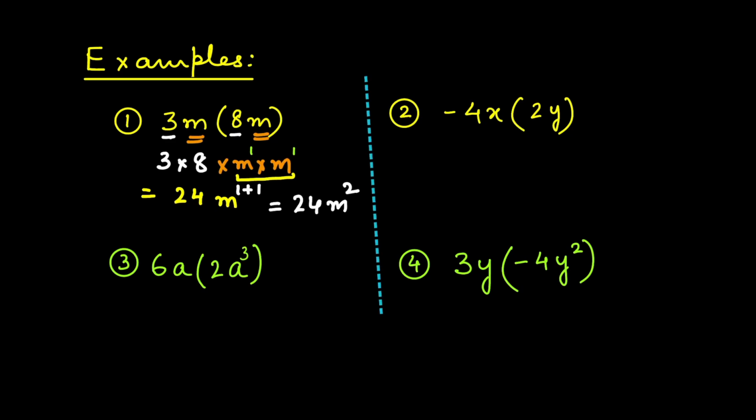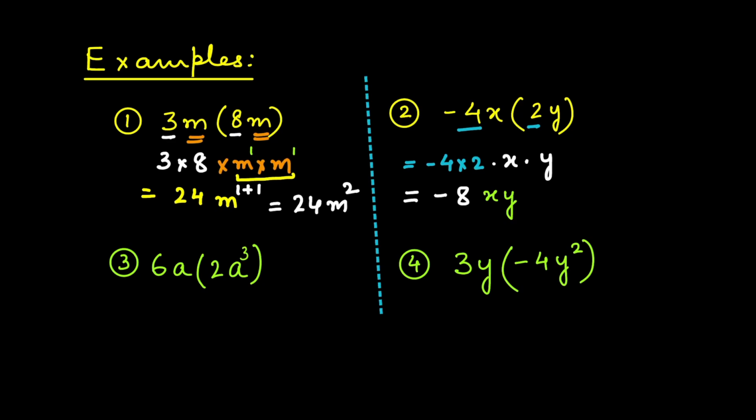Now example 2. Here we have a monomial minus 4x multiplied with 2y. So in this, the number gets multiplied to the number. So we get minus 4 times 2 and the variable x gets multiplied to the variable y. So we have here minus 4 times 2, which is minus 8. In this, we have to be careful that the base is not the same. So we cannot simplify it further. So we just write it as x times y.